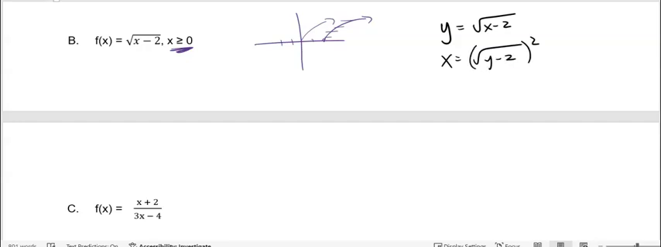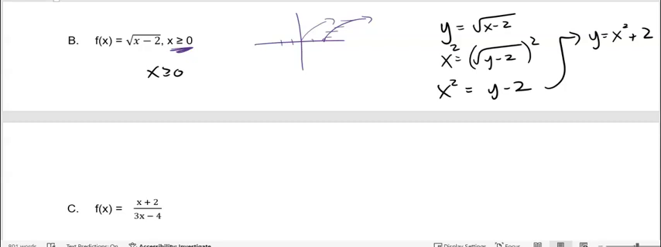Now we solve for y. x squared equals y minus 2. Add 2 to both sides. And I get y equals x squared plus 2. That's the inverse, provided that x is greater than or equal to 0. And that's important. So let's take a look at that real quick.